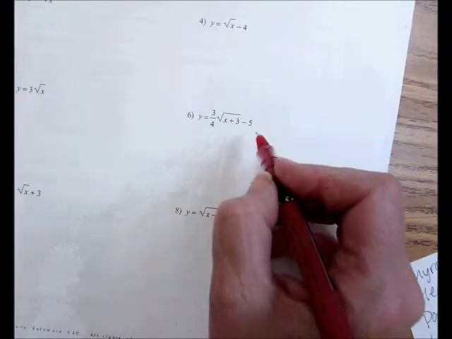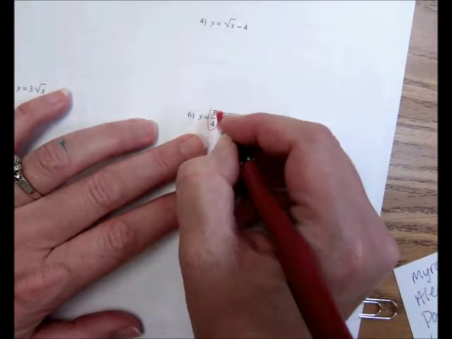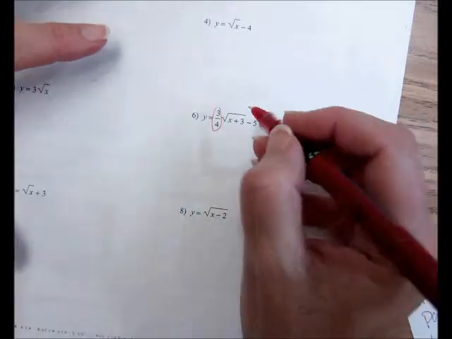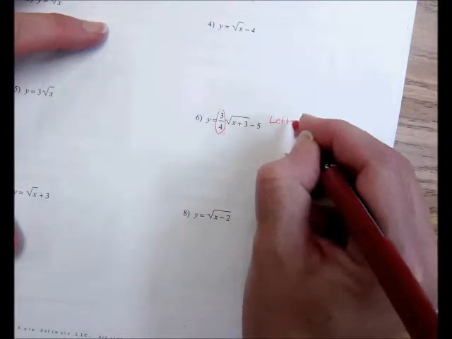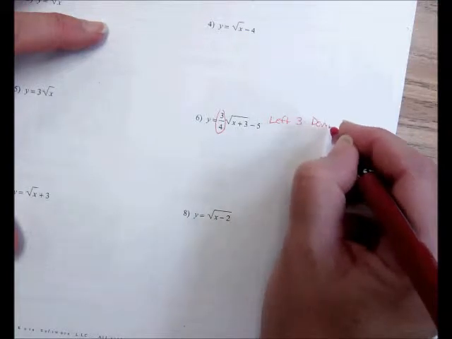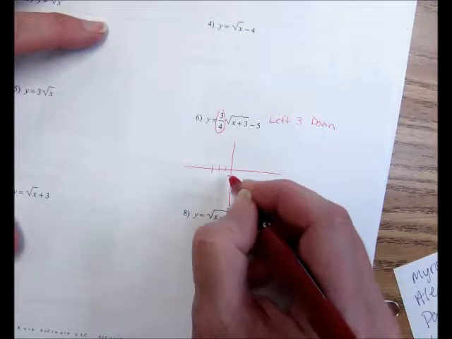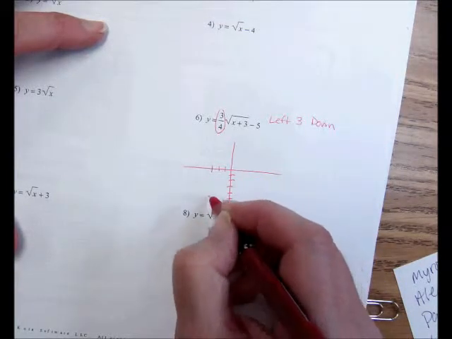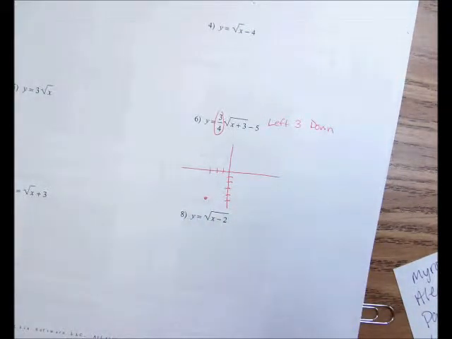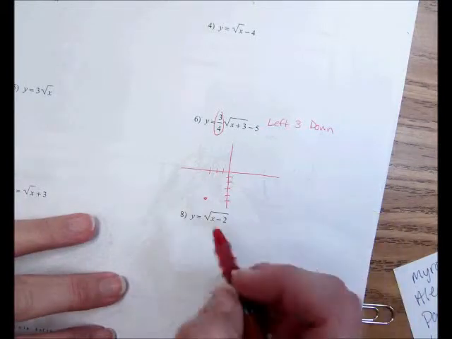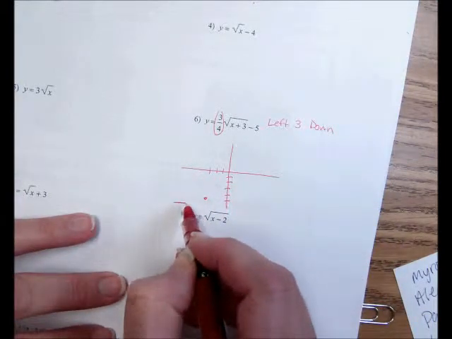Looking a little bit at these over on this side, I'm going to just take number 6, for example, and here I have a 3/4 on the outside. So that means I'm going to shrink it by 3/4. I'm going to move to the left 3 and down 5. So I start here and I go to the left 3 and down 5. And every single point is shifted a bit. So it's going to be a little bit skinnier.